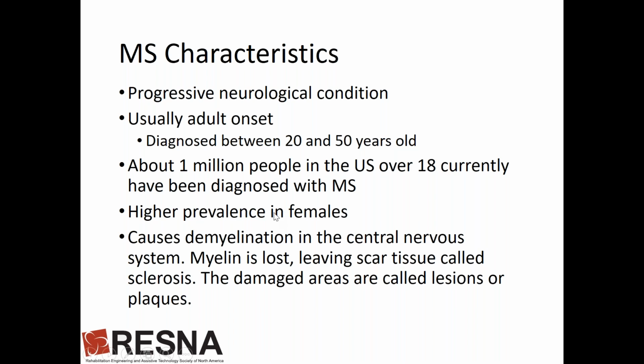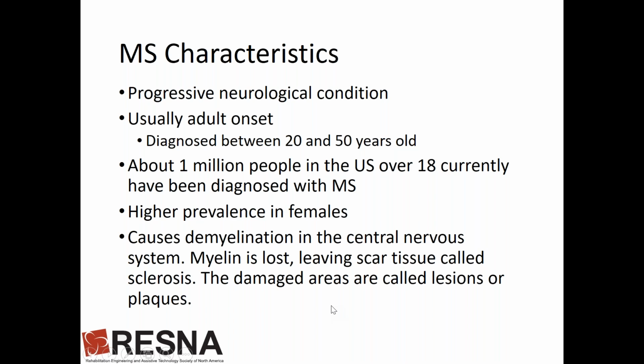So we saw that spinal cord injuries were higher in males. But the cause of the demyelinization in the central nervous system is the myelin loss. It leaves scar tissue. That scar tissue is the sclerosis. And then the damaged areas are the lesions or the plaque. The progression is very different in each individual.